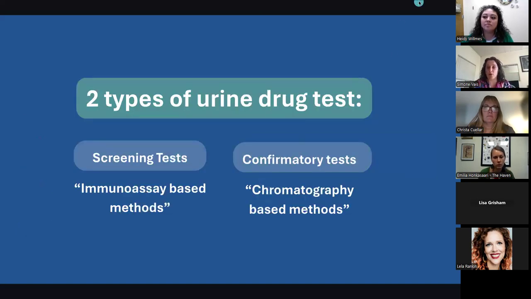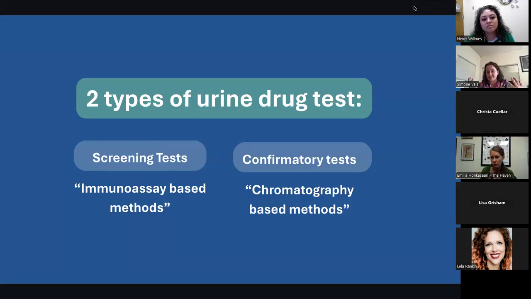Okay, starting with the two types of urine drug tests, there are screening tests and there are confirmatory tests. For some of you this might be a review, but I feel it's important to get the basis in. Screening tests are the kind where you pee in a cup and get two lines if it's positive, or one line if it's negative. We call them immunoassay-based tests. They're cheap and easy to do, but are prone to false positives. I'll talk about those first, and then I'll talk about confirmatory tests, which are not cheap, not easy, but much more accurate.